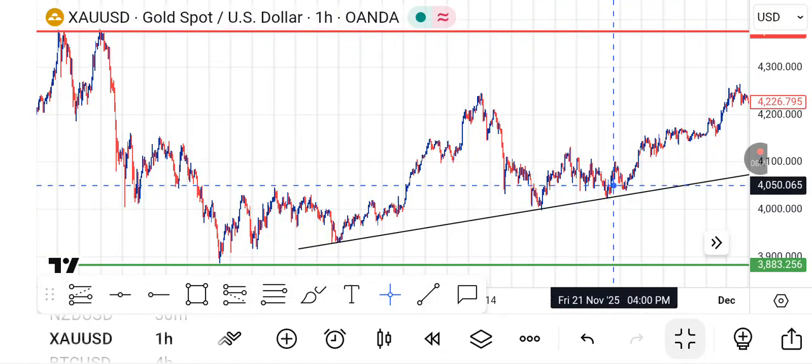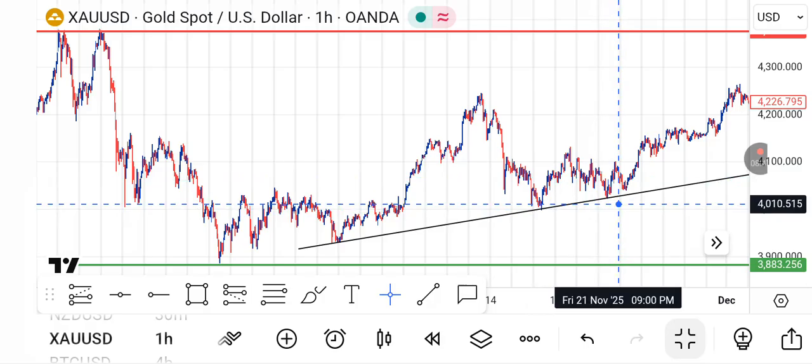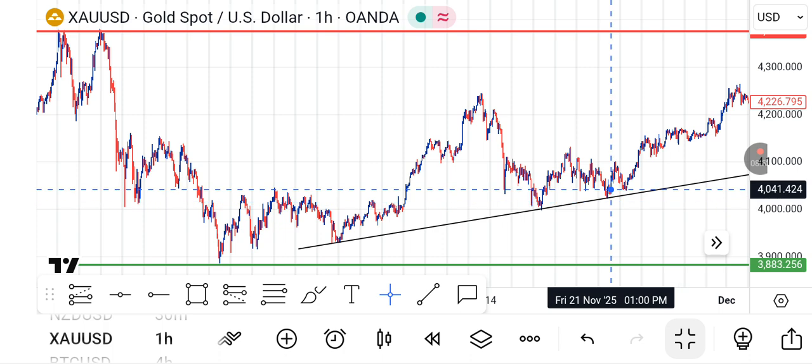What you do is what? You wait for the third touch. There's a third touch, it may respect it, it may not. So what you do is you wait for it. When it comes, if it respects it, show sign of buying at the trend line, because a trend line can serve as a support and also as a resistance.